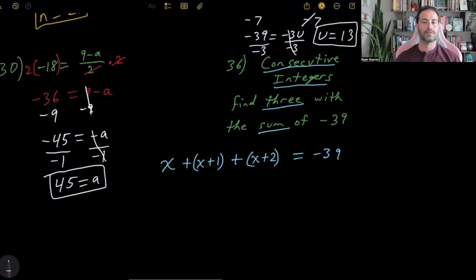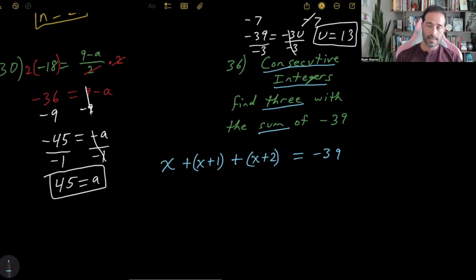Okay, so again, we got integer number 1 is x, integer number 2 is x plus 1, and integer number 3 is x plus 2 because they're in consecutive order. And they're all based on x, which means I can solve it. It's just one variable. If I wrote x plus y plus z, and I only had one equation, then I wouldn't be able to solve it. So now I'm going to add like terms. Here we go.